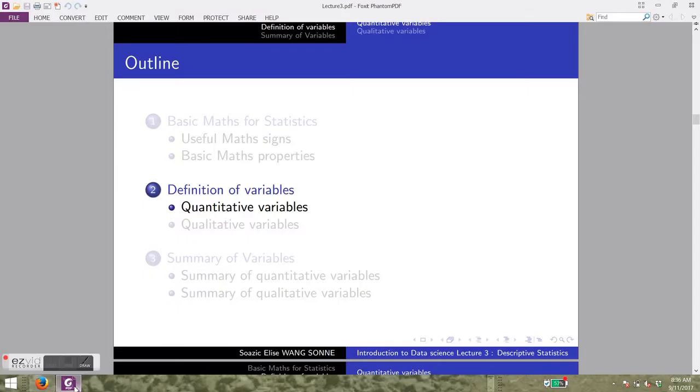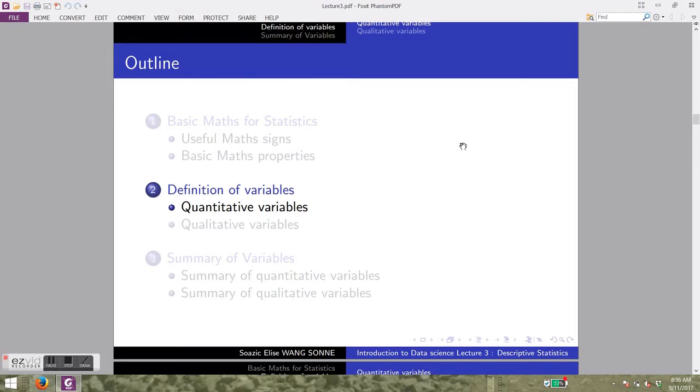So now that we have seen the different basic math for statistics that might be useful for you to understand the statistical formula that we will use in this lecture, let's move to what we call variable in statistics, because you should know that when you have your data, you have two parameters. You have the variable and you have the observation.